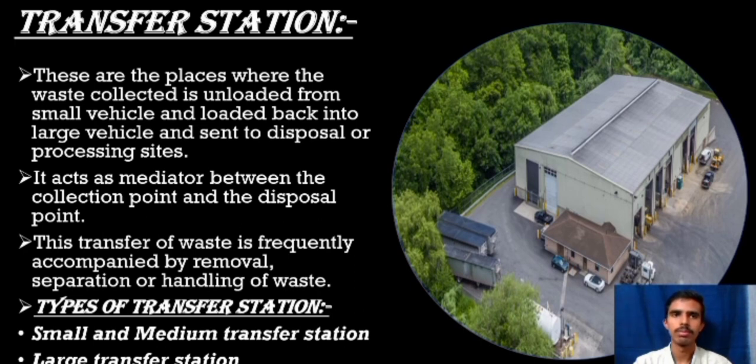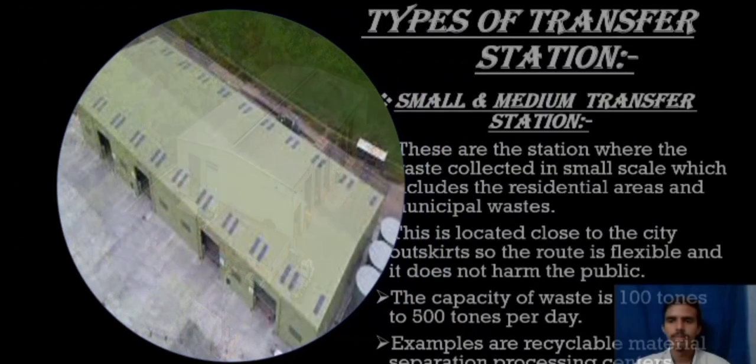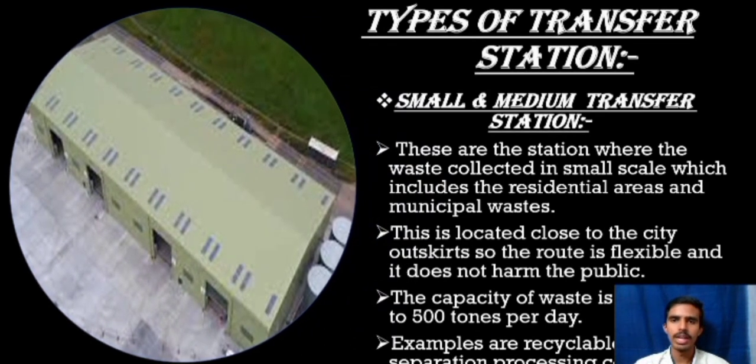Now, types of transfer stations. Under that, small and medium transfer stations. These are the stations where the waste is collected on a small scale, which includes residential area and municipal waste. This is located close to the city outskirts, so the route is flexible and does not harm the public. The capacity of the waste is 100 to 500 tons per day. This actually acts as a mediator of small waste to the processing site. Examples are recyclable material separation processing centers.